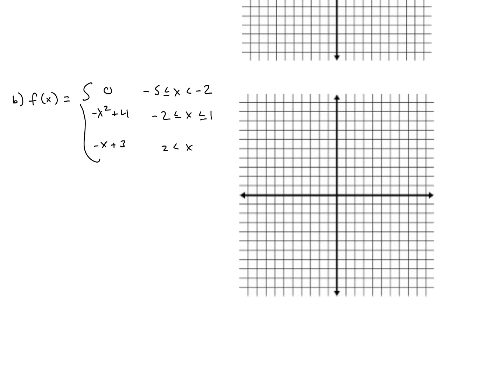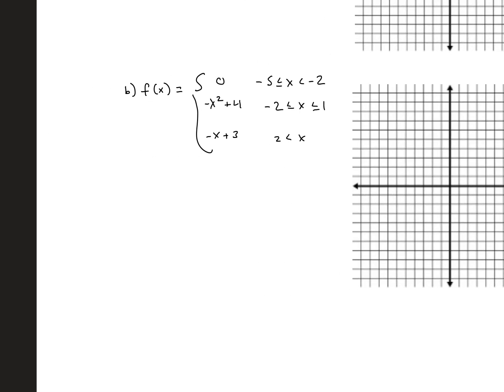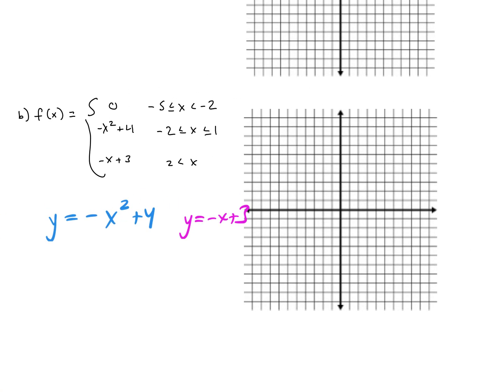It's going to make a U shape. A positive parabola is happy, it's going up. Negative parabola is sad, it's going down, okay? So let's talk about what this is going to look like. I have y equals 0. I have y equals -x squared plus 4. And y equals -x plus 3. All right, where is y equals 0, folks?